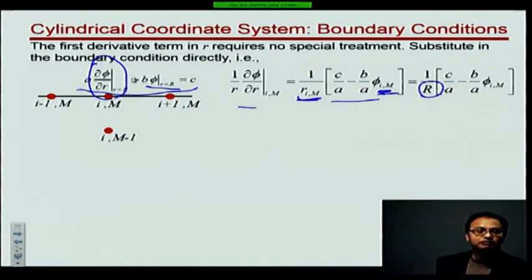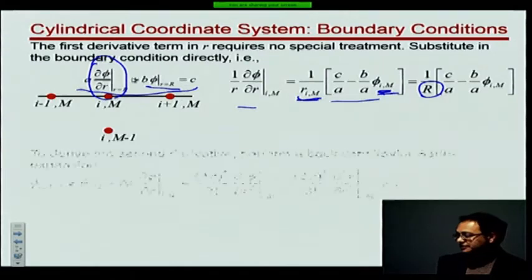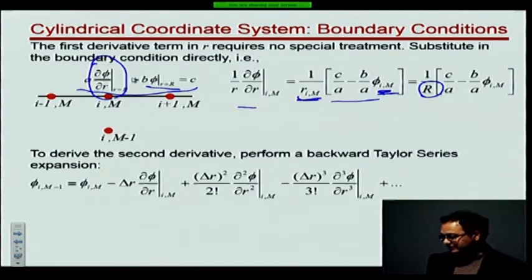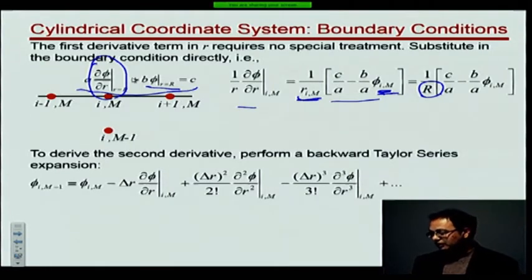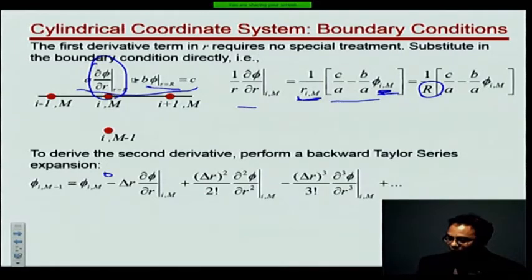So that's first derivative. What about second derivative? Second derivative, we perform a backward Taylor series expansion. Now here what I'm deriving is a first order accurate expression. If you go back to your lecture notes, also back to lecture 4 or 5, we discussed also how to derive second order approximation, where you will have to use one more Taylor series expansion. But here I'm just showing you one for the sake of simplicity.